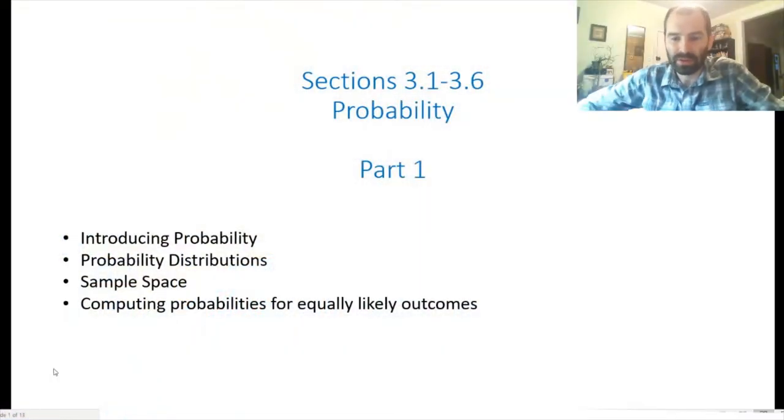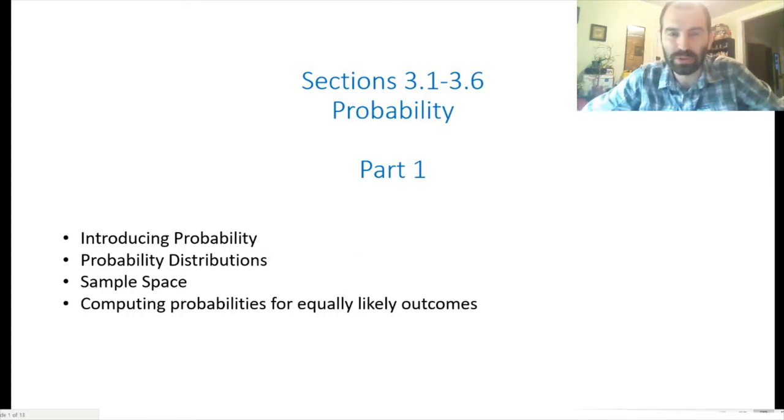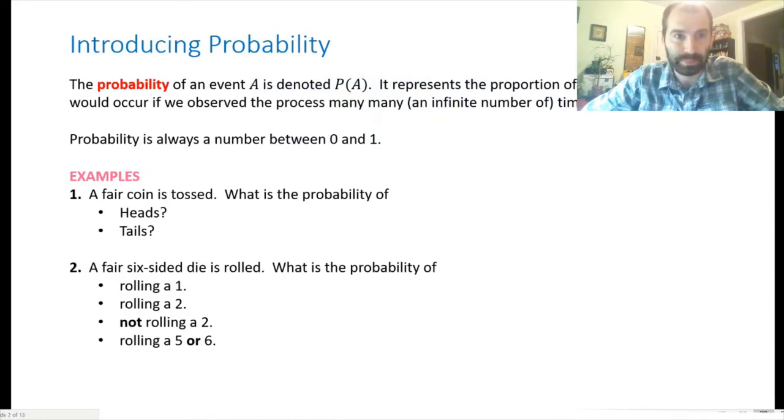Okay, so we're going to just talk about introducing what probability is. We're going to talk about what probability distributions are. Talk about the concept of sample space, and we're going to talk about computing probabilities when we have equally likely outcomes. So a simple situation in which we're able to compute probabilities. All right, so introducing probability here.